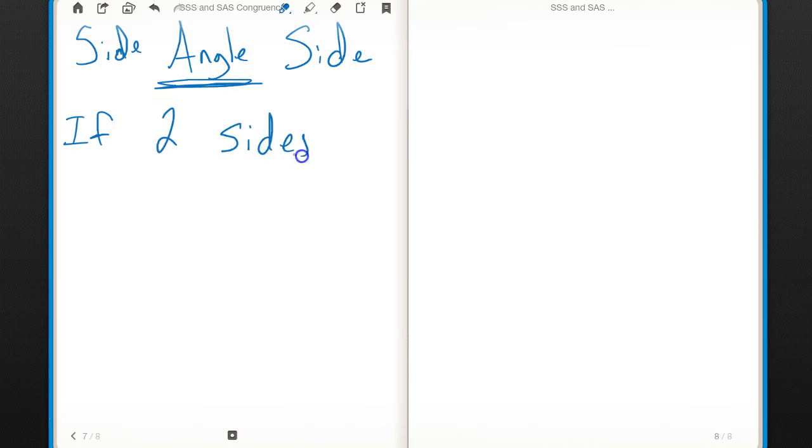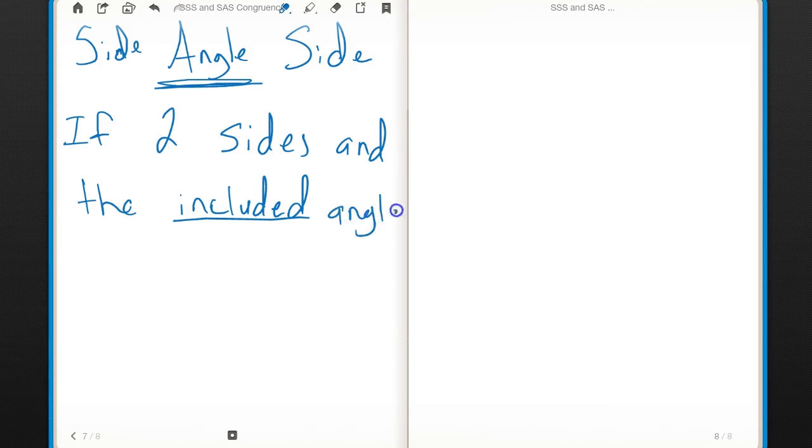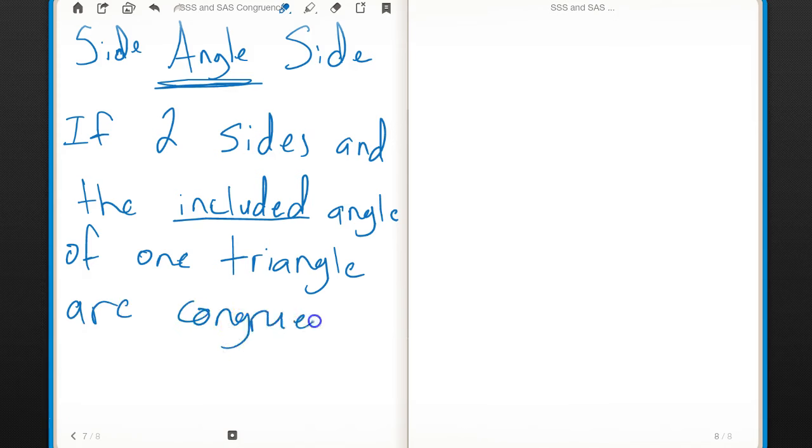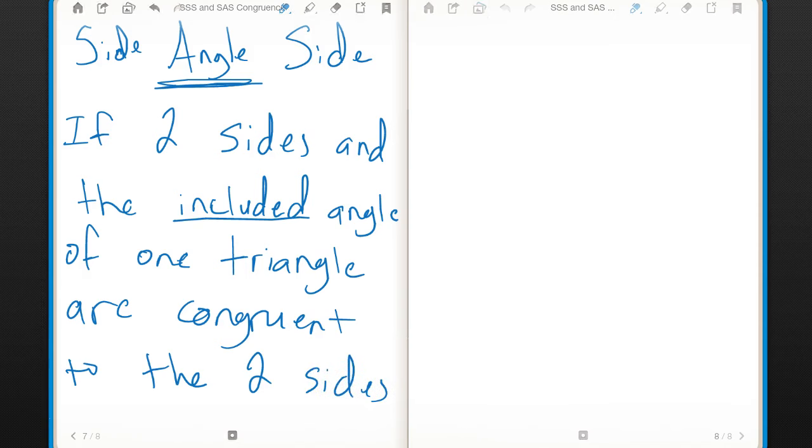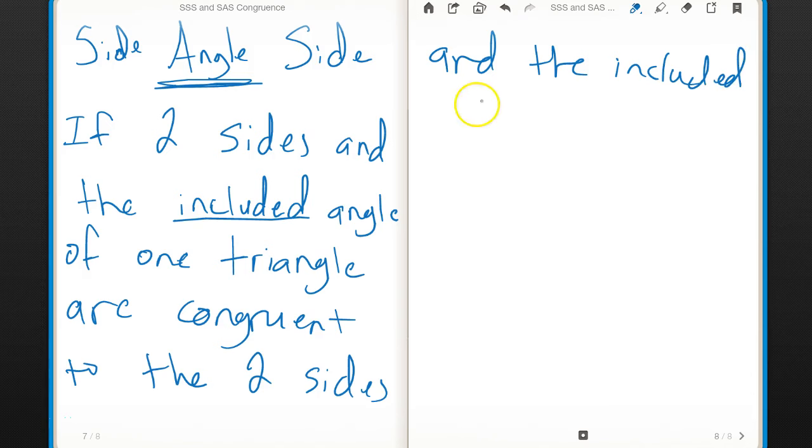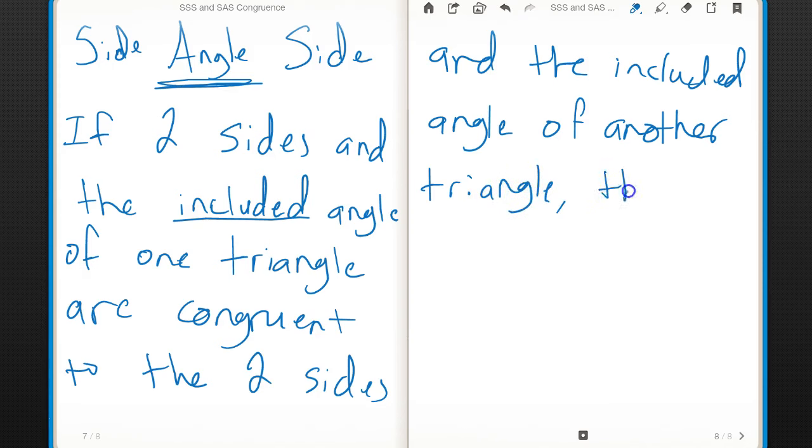So this means if two sides and the included, that's very important, the word included angle of one triangle are congruent to the two sides and the included angle of another triangle, then those two triangles are congruent.